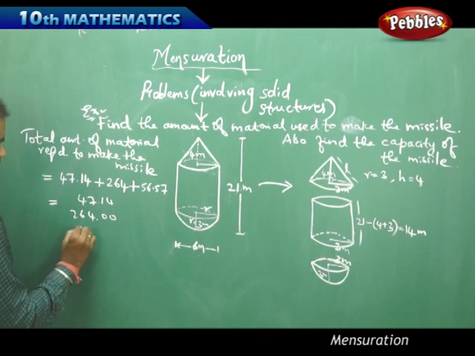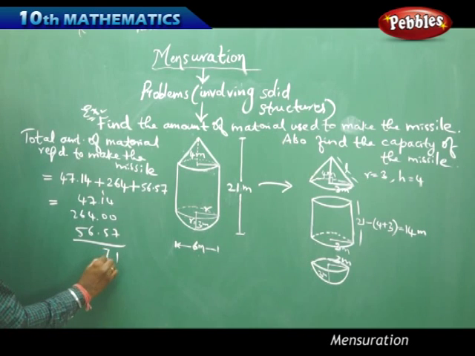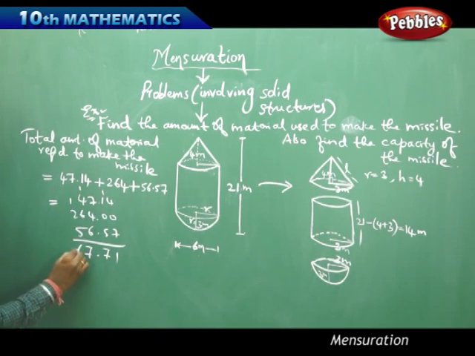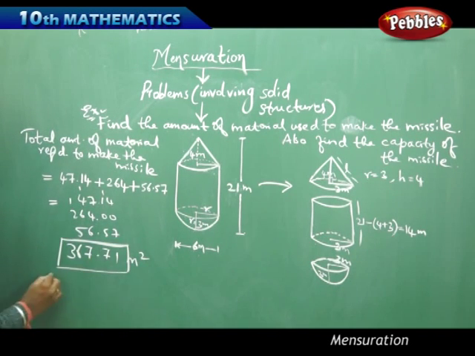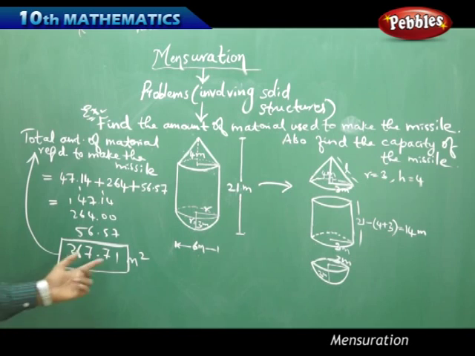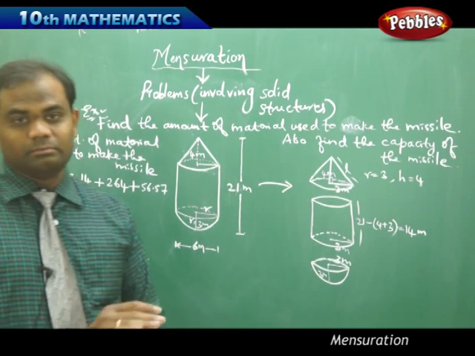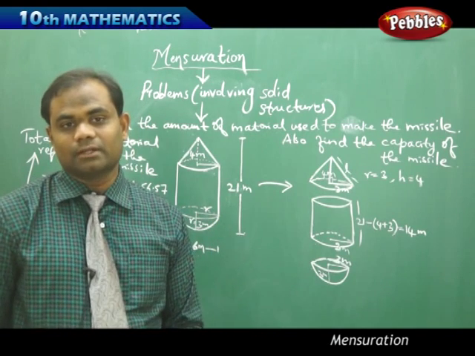264 and 56.57 gives 11, 5, 6, 7, and 10, 17, 10, 15, 16, 367.71 meters square is the amount of material I need to use in making the missile. So this many meters square of material is required, area wise, to make the following missile.